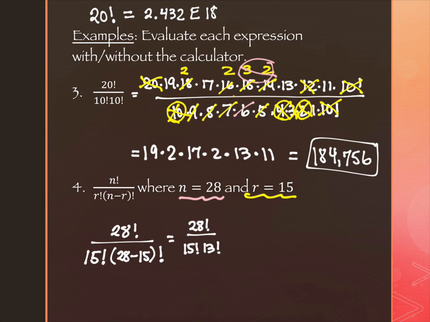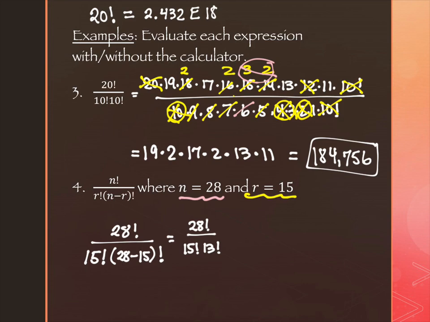Notice the denominator. I have a 15 and I have a 13. What's 15 plus 13? 28. It matches the top. That's not coincidental. That will happen in one of our formulas every single time. We'll mention it when we get there and talk more about that formula. But this is where we're starting.